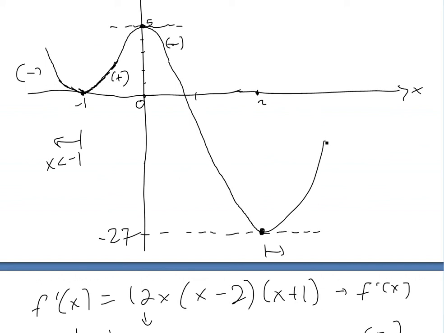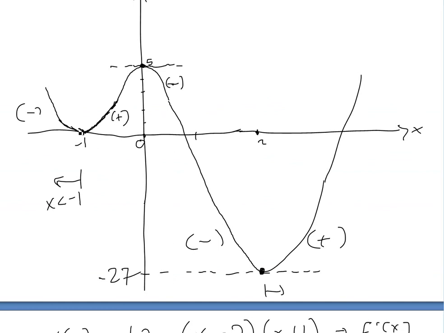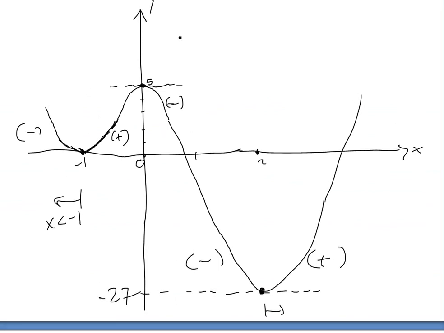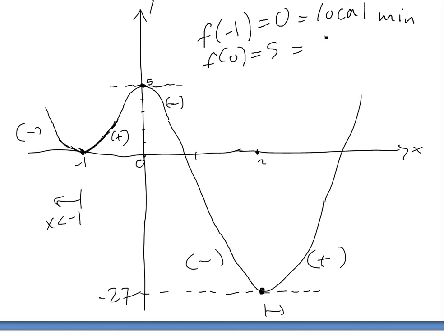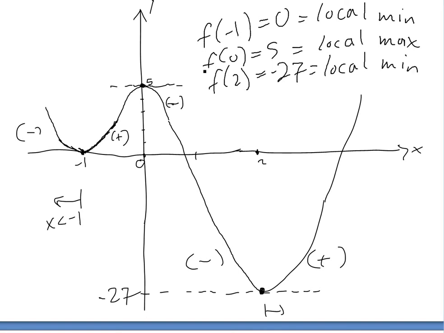And it would go continuous, because the function is continuous. You're going to have a positive here, and this is negative here. So as you can see, there is our local minimum here. So we have this function here: f(-1) equals 0, local min, and then we have f(0) equals 5, local max, and then our final one here is f(2) equals -27, local min.